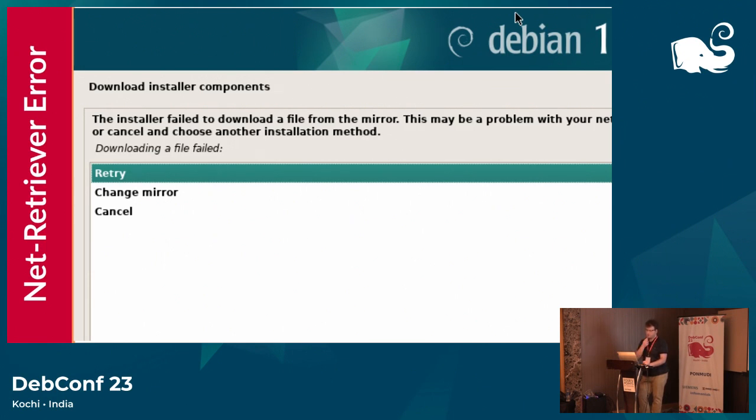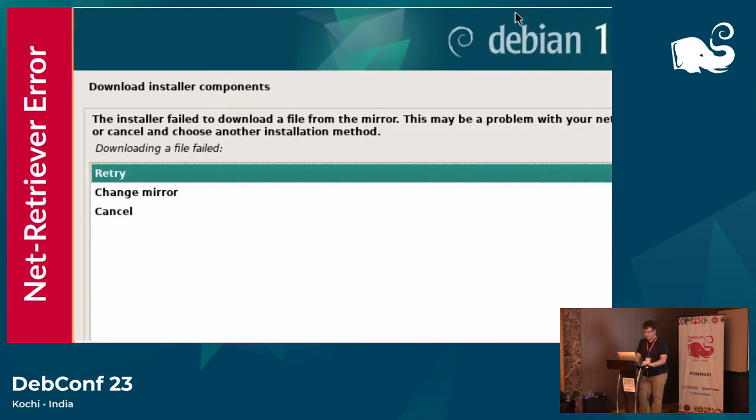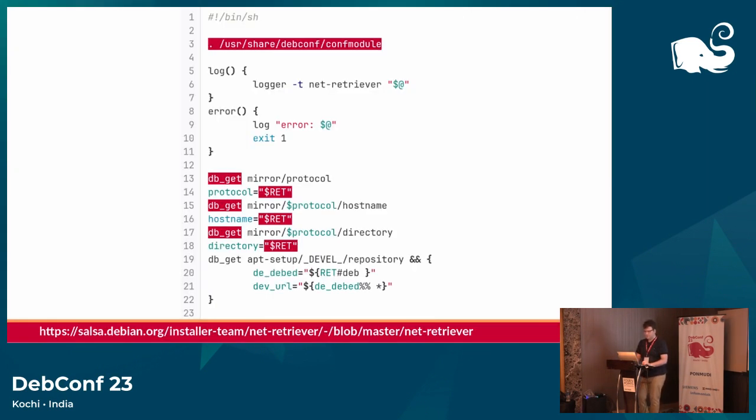And you can choose any of these options. When you press enter, you get back to the previous thing, and you do db get on the same template, and the result is what the user has entered. So you can configure the rest of your logic based on the user's answer. And where those db get, db input and db go calls are available from is a shared library called usr share debconf module.